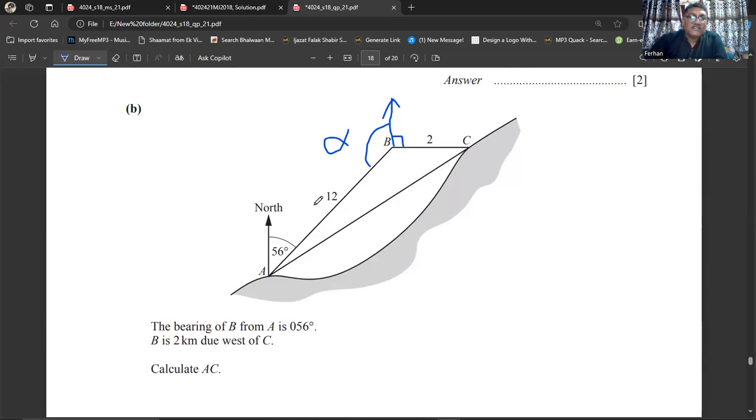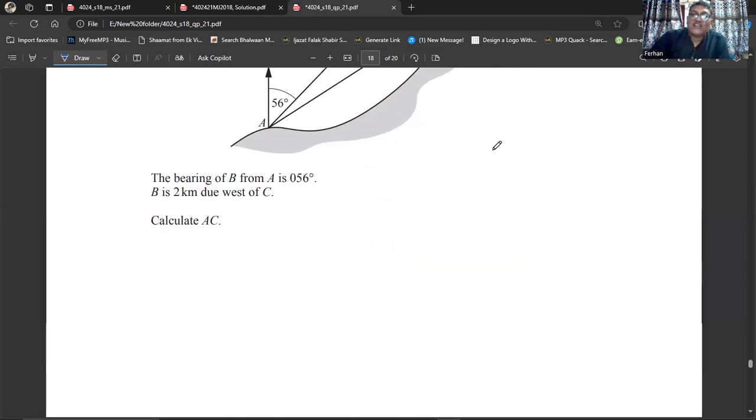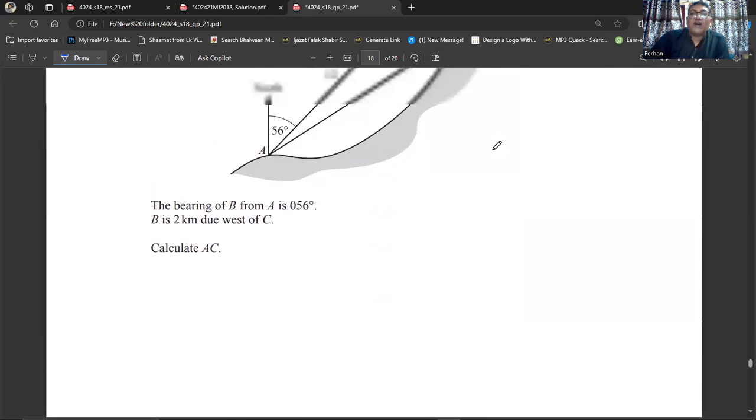You know, they are parallel to each other. Alpha plus 56 will be equal to 180. The sum of the allied angles is equal to 180. So I can find the value of alpha. Once I know the value of alpha, then I can find this angle. This angle plus alpha plus 90 equals 360. Once I know this angle, then I can apply the law of cosine and I can find the value of AC. This is the strategy. And you know, it's a 4 marks question.